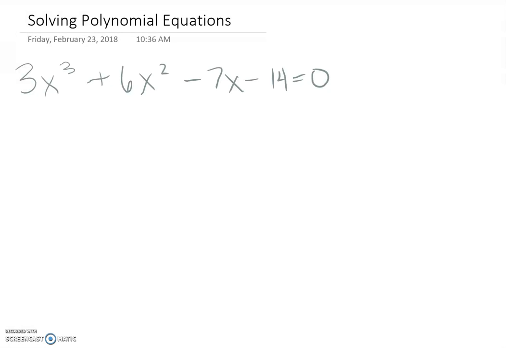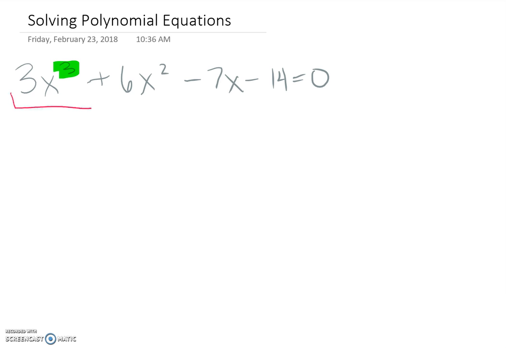Alright, so this video is going to focus on solving polynomial equations. Most specifically, we're going to focus on solving equations that are not quadratic, so something that has a higher degree. In this case, we've got degree 3. We have 4 terms, so my strategy is going to be to try to use the grouping technique.